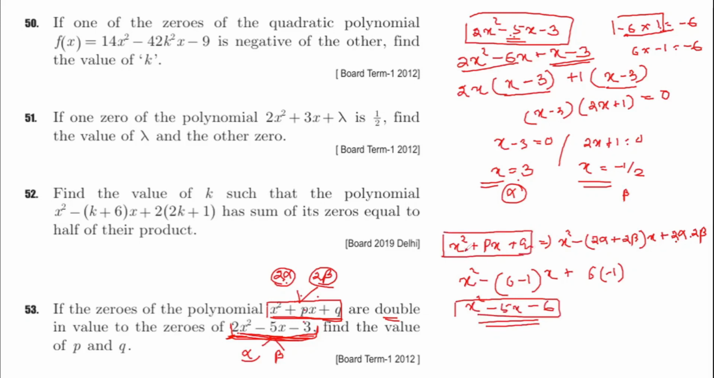So you can clearly see that x square is equal to this x square. Here plus p, the coefficient of x, is equal to the coefficient of x here. That means p is equal to minus 5. And from this thing you can see that q is equal to minus 6. So the answers are here. p is minus 5 and q is minus 6.